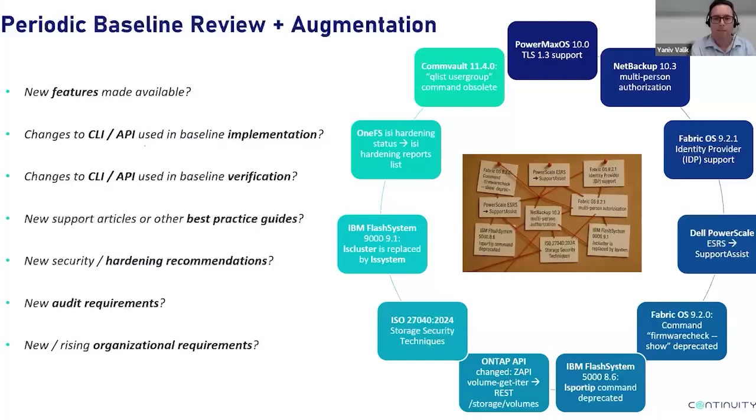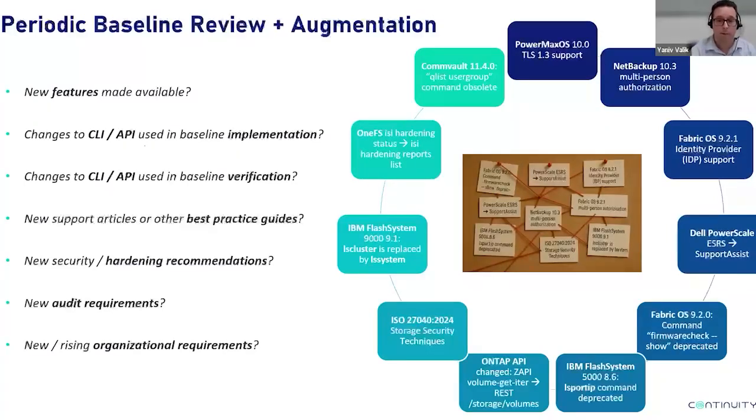Now, keeping the baselines current and not outdated is really important in two ways. First, it helps keep the baseline working. New releases of storage and backup systems change CLI commands and APIs and UI flows. If we don't update the baseline, our implementation and verification steps will break. Sometimes it's a small tweak, an obsolete command, or a renamed flag. And sometimes it's a big change to the API model or to key features.